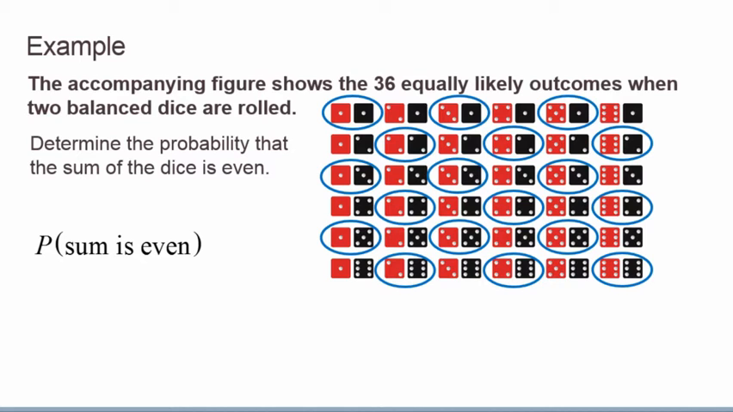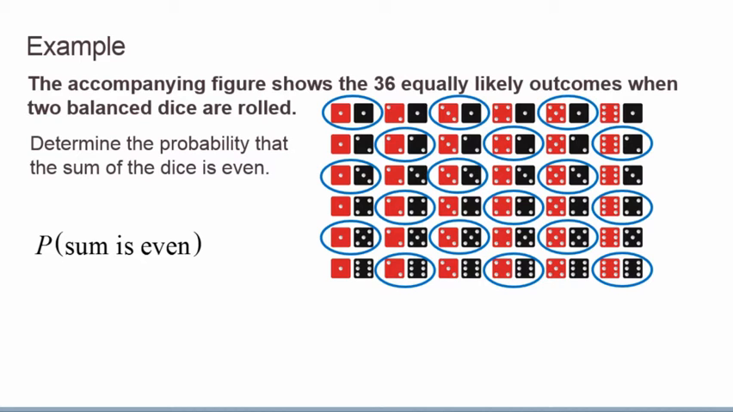2 is first, 2 is second, gives us 4. 2 is first, 4 is second, gives us 6. 2 is first, 6 is second, gives us 8. 3 is first, 1 is second, gives us 4. 3 is first, 3 is second, gives us 6. 3 is first, 5 is second, gives us 8. 4 is first, 2 is second, gives us 6. 4 is first, 4 is second, gives us 8. 4 is first, 6 is second, gives us 10.